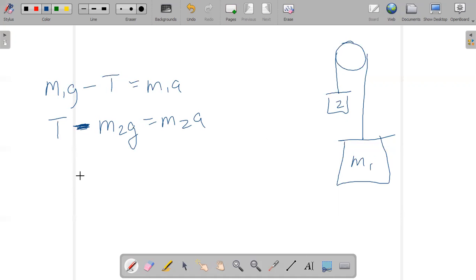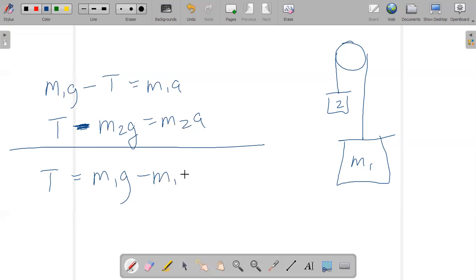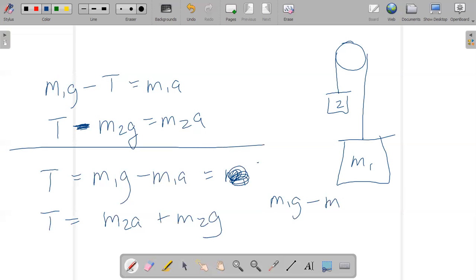All right, I'm going to solve for T. For this guy, T equals M1G minus M1A. And the other guy, T equals M2A plus M2G. All right, so now I have two expressions for T. I'm going to set them equal to each other. M1G minus M1A equals M2A plus M2G.